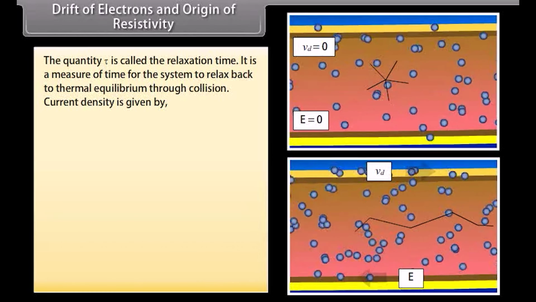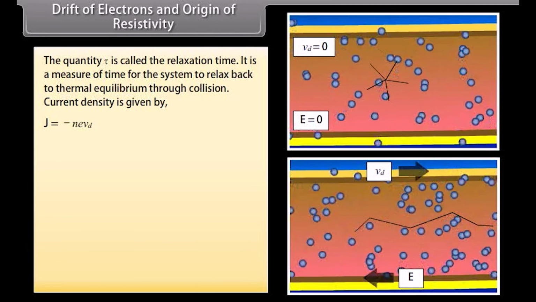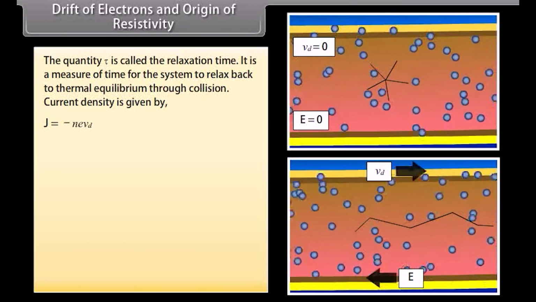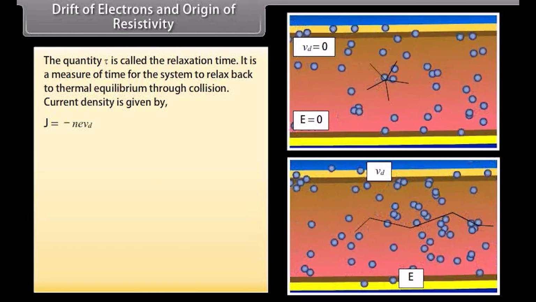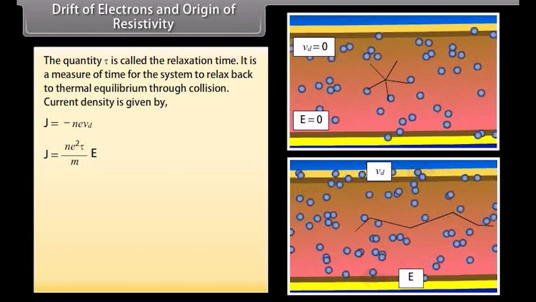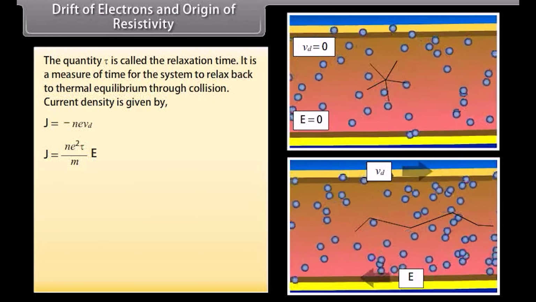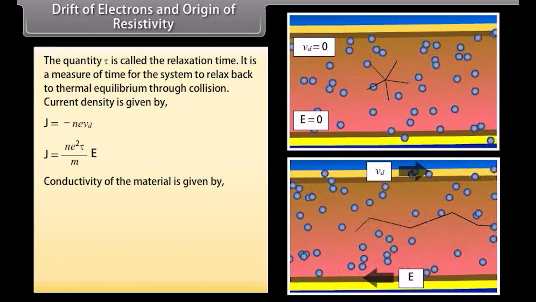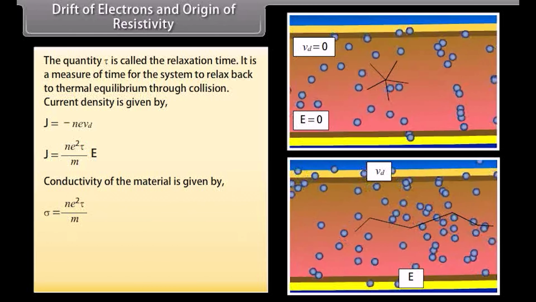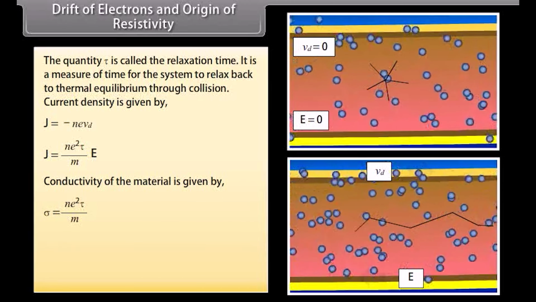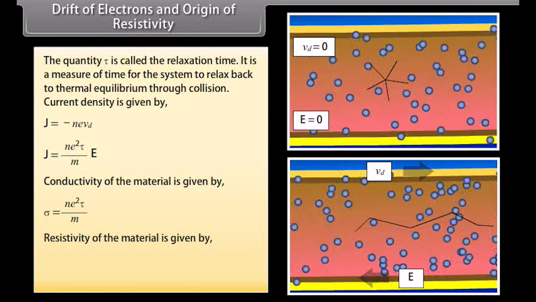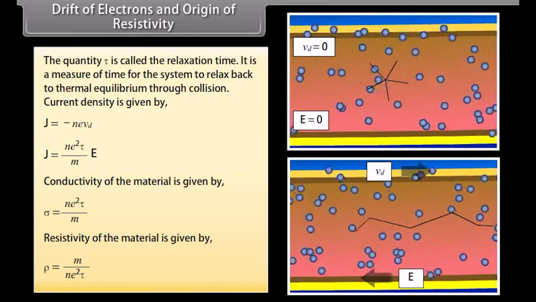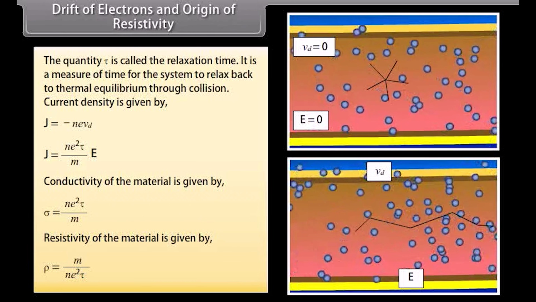Current density is given by J is equal to minus n e Vd. Putting the value of Vd in the above equation, we get J is equal to n e square tau upon m multiplied by E. Hence, conductivity of the material is given by sigma is equal to n e square tau upon m. And resistivity of the material is given by rho is equal to m upon the product of n, e square and tau.